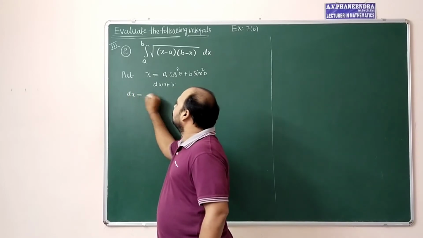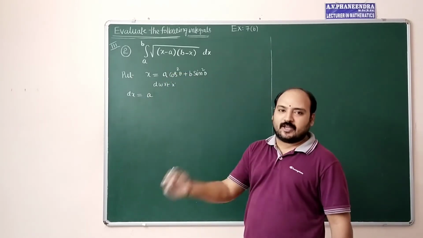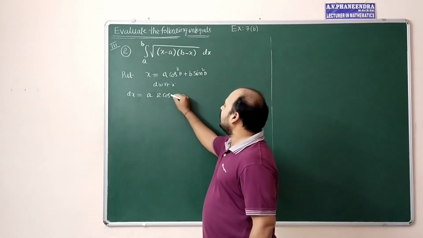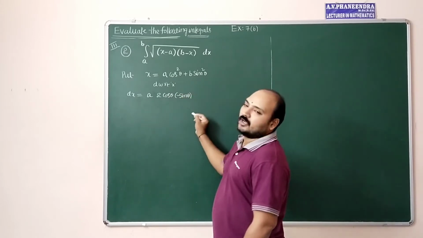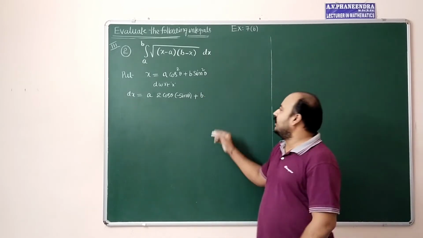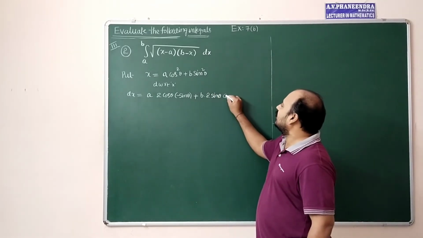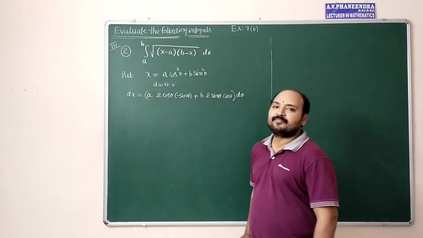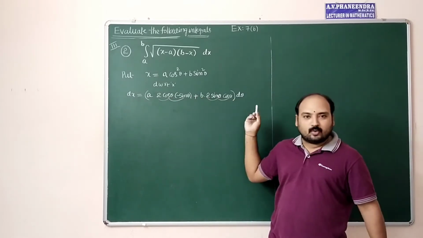dx. A is a constant, and cos square theta is like x power n, whose derivative is n x power n minus 1. So 2 into cos power 2 minus 1, which is cos theta. Again cos theta we have to differentiate, minus sin theta into d theta, and at last we write it. Plus b into sin square theta, whose derivative is 2 into sin theta power 2 minus 1, again sin theta we have to differentiate, cos theta into d theta. Here 2 cos theta sin theta, here also 2 sin theta cos theta, you have to take common.